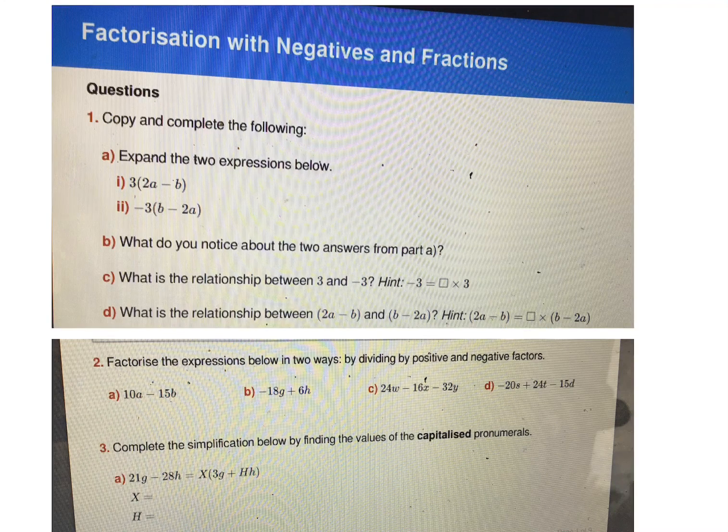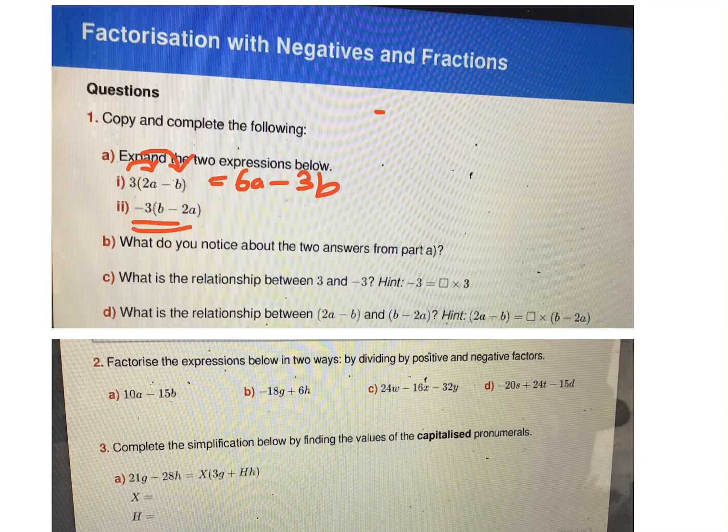This is factorisation with negatives and fractions, and really it goes into algebraic fractions where you've got to end up expanding, factorising and then simplifying. So first of all, just looking at these, you've just got to realise that when you expand these, 3 times 2 is 6a and 3 times b is 3b.